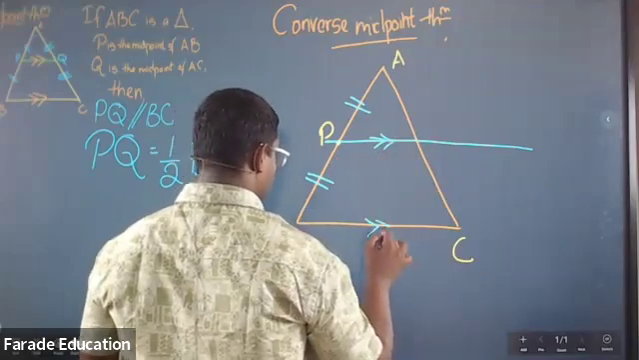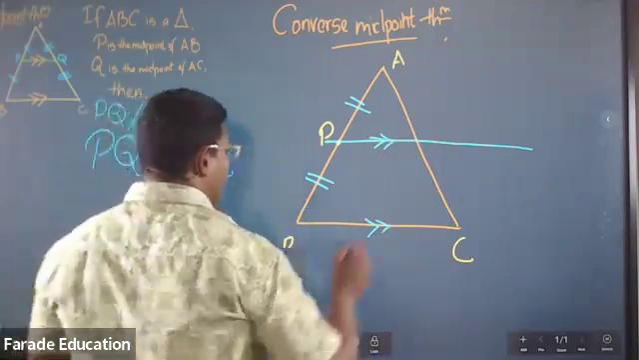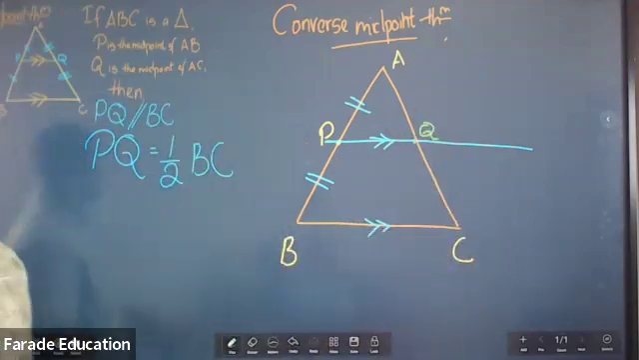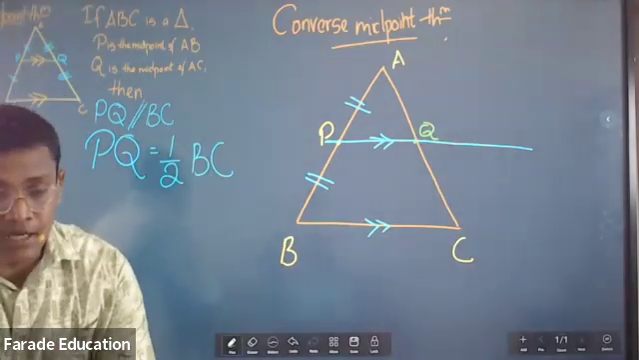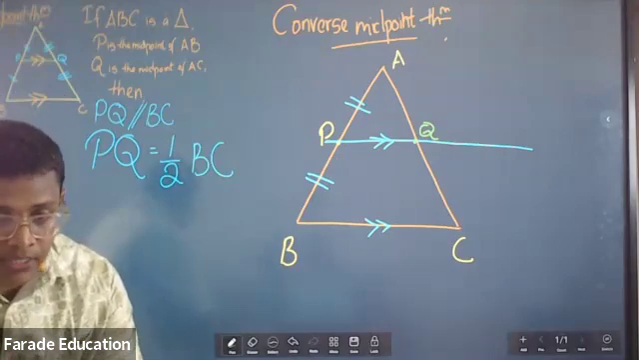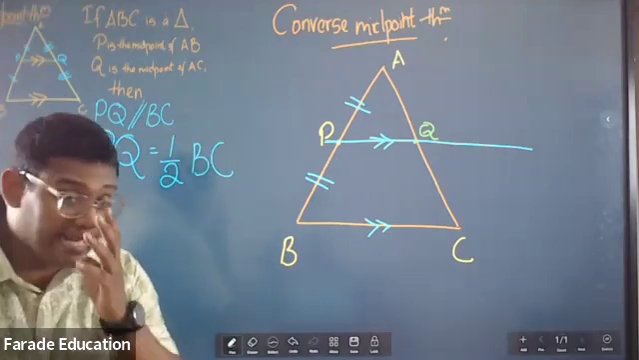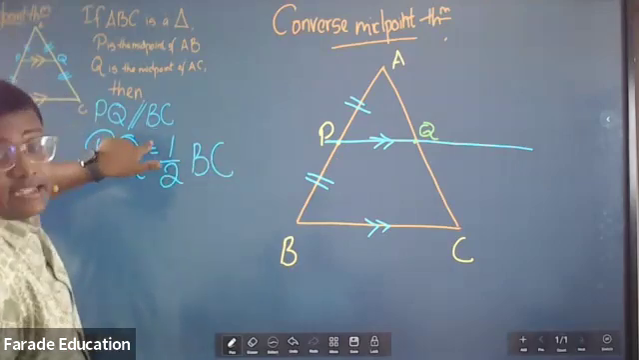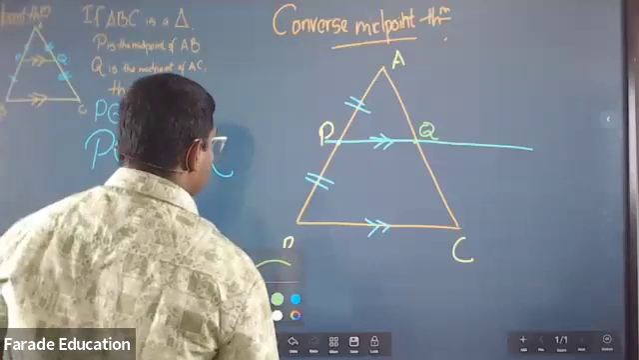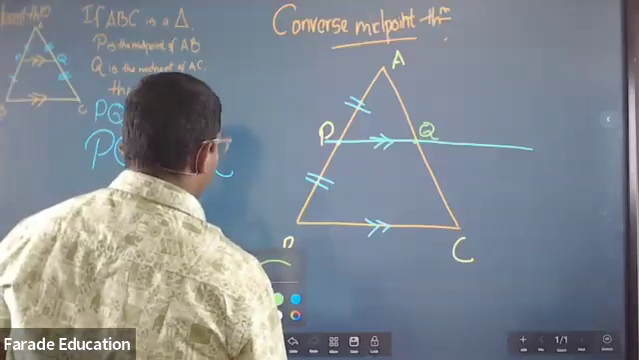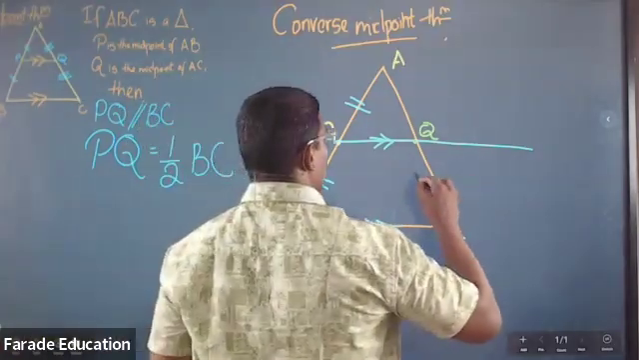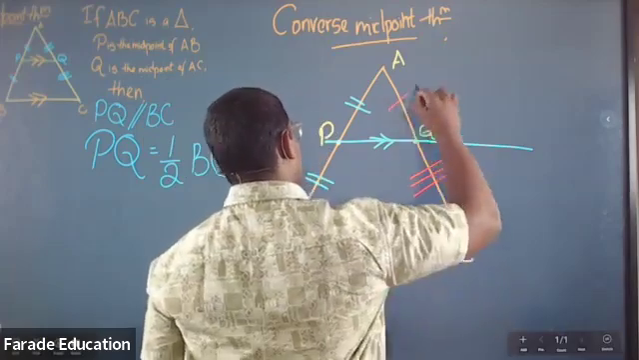Parallel. Let that line meet at Q. This is the data. ABC is a triangle. P is the midpoint of AB. And PQ is parallel to BC. This is the data. Here, this was the answer. If all these are fulfilled, then Q divides AC.